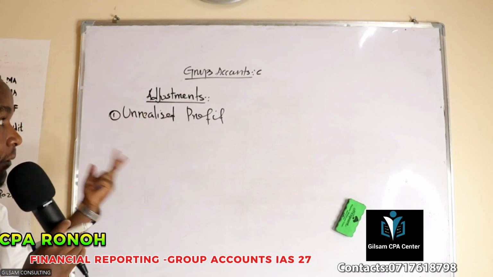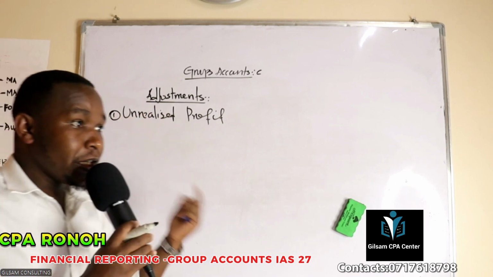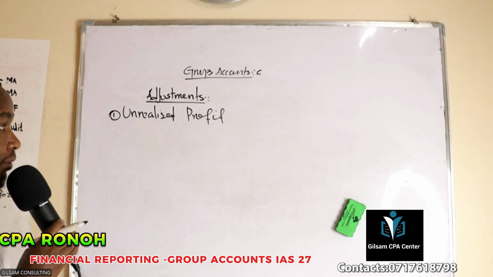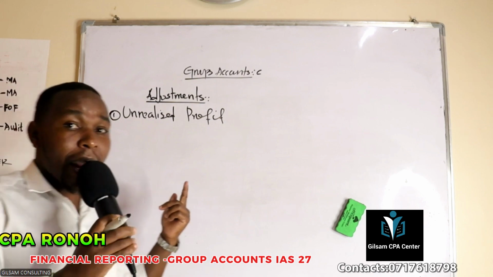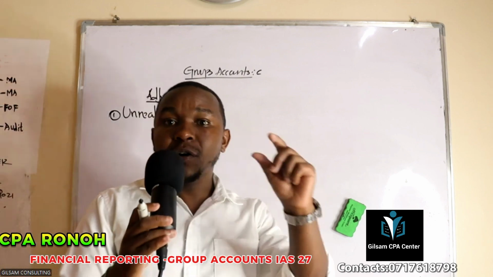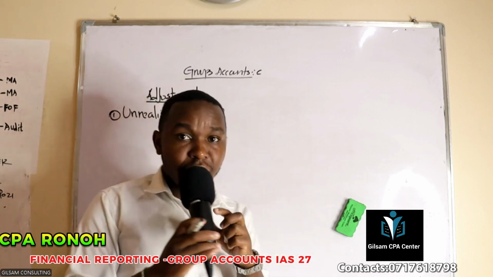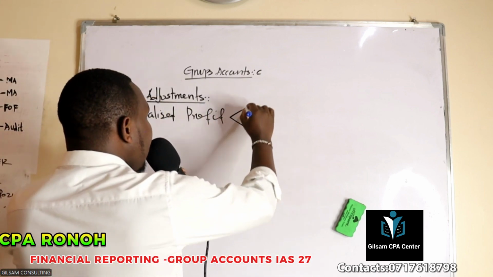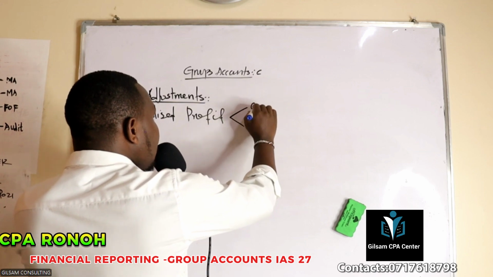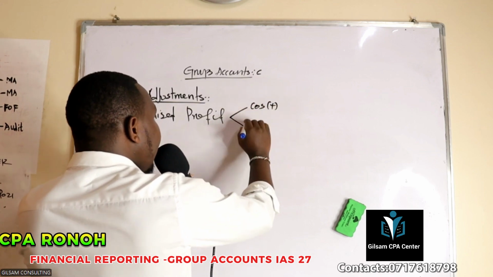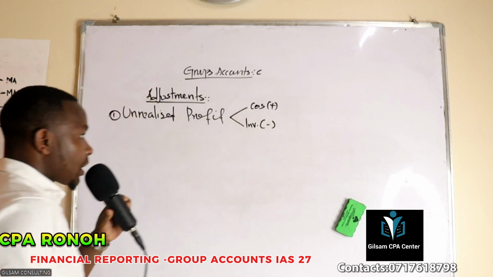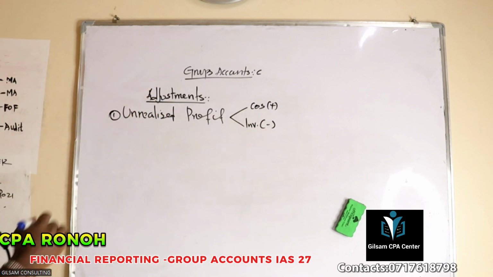What do we do? We need to adjust. We need to adjust our revenue, which is the cost of sales. So you add back to the cost of sales and also subtract in the part of the inventory. So this one you have to know: cost of sales we add, and the inventory we subtract.